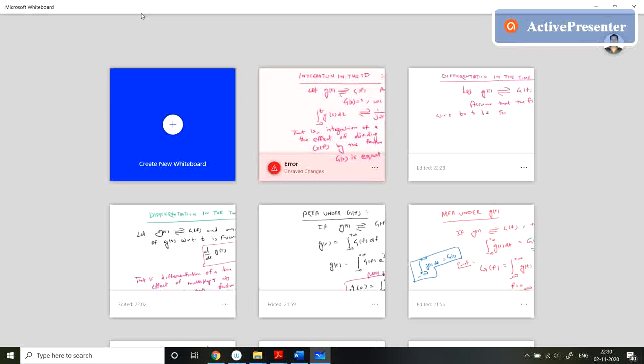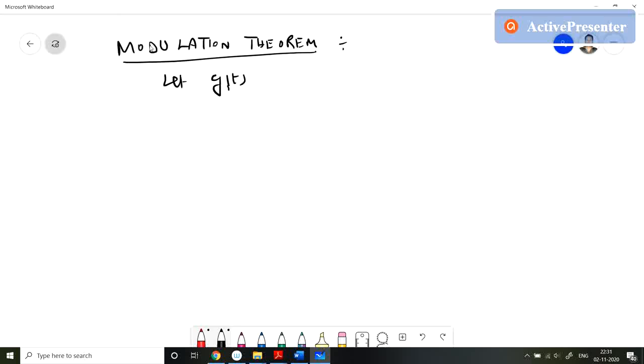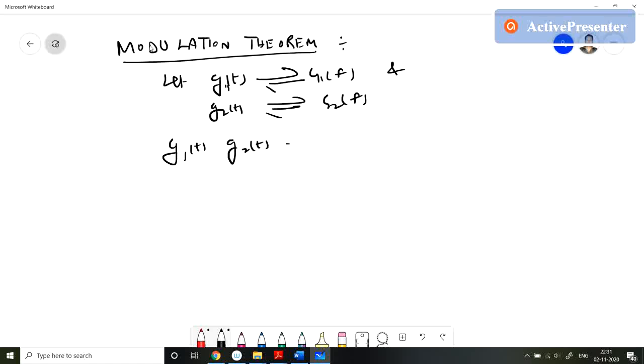Another important property is the modulation theorem. If g1(t) has Fourier transform G1(f), and g2(t) has Fourier transform G2(f), then the Fourier transform of g1(t) multiplied by g2(t) is equal to the integral from minus infinity to plus infinity of G1(lambda) G2(f minus lambda) d lambda.